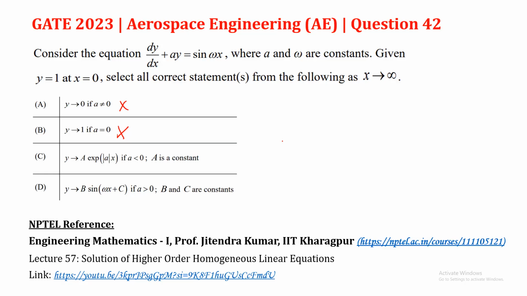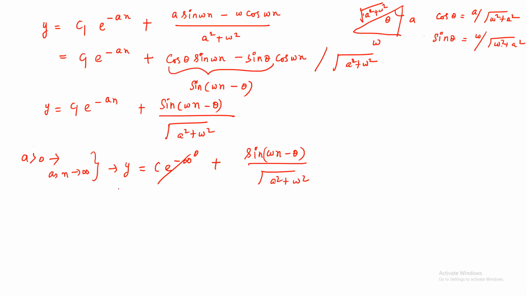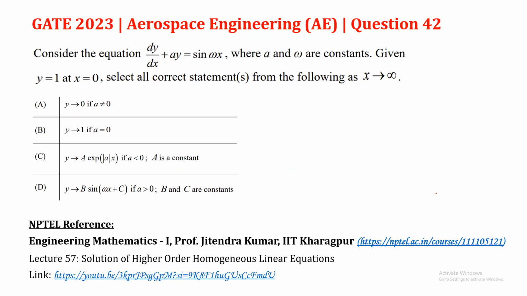So if we go to the option, we have b sine omega x plus c. Okay, let's consider b to be 1 by root of A square plus omega square and c to be minus theta. Then what we will get? b sine omega x plus c, right? So this is the term that we are getting for A greater than 0.